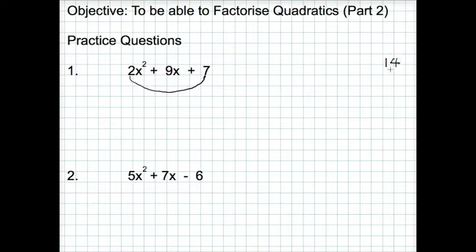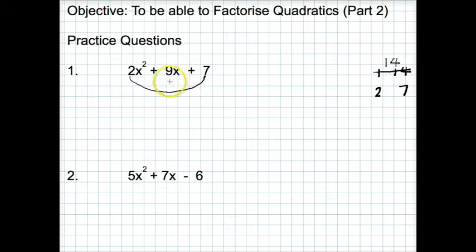Now what we're looking for is two numbers that multiply to give 14 but add to give 9. Two combinations we could have: 1 and 14, or we could have 2 and 7. 1 add 14 is going to give us 15, so it's clearly not that. But 2 add 7 is going to give us the 9. So these are the two numbers that we're using here.